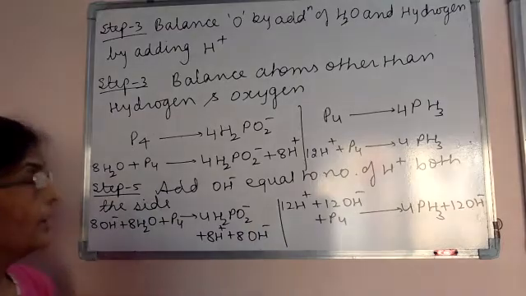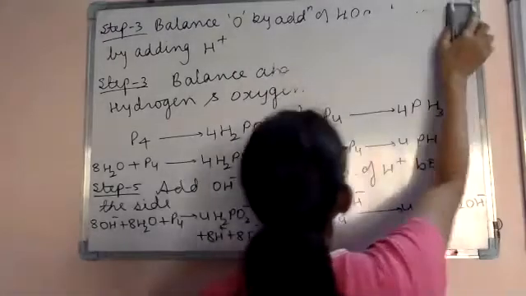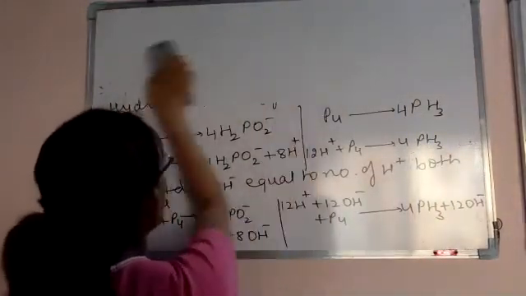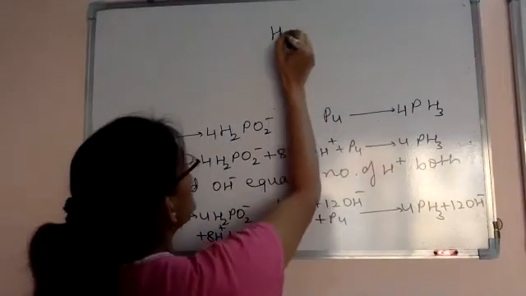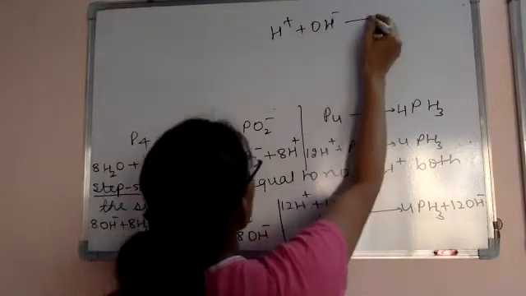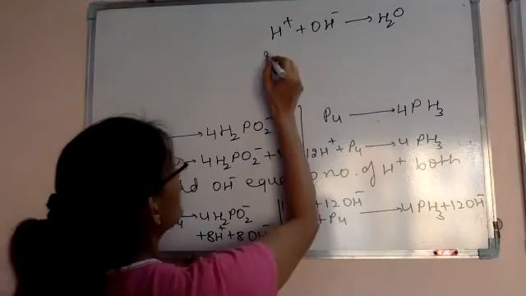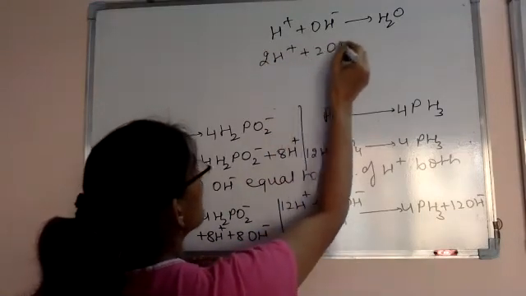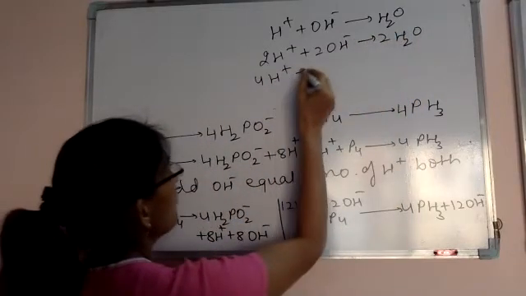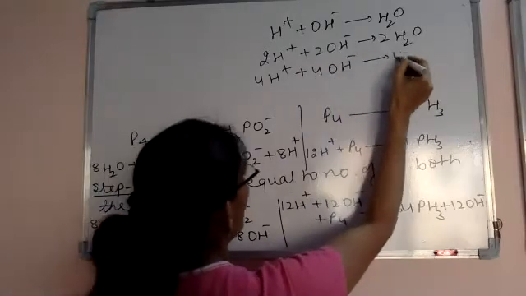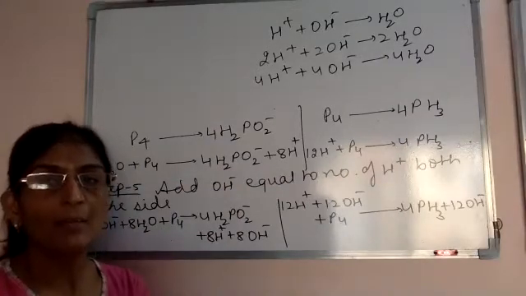Now what happens: H plus and OH minus gives H2O. We know that water dissociates to give H plus and OH minus. Suppose we have 2H plus and 2OH minus, we will write 2H2O. Suppose we have 4H plus and 4OH minus, we can combine them and write 4H2O. Understood? H plus and OH minus combine to form water.